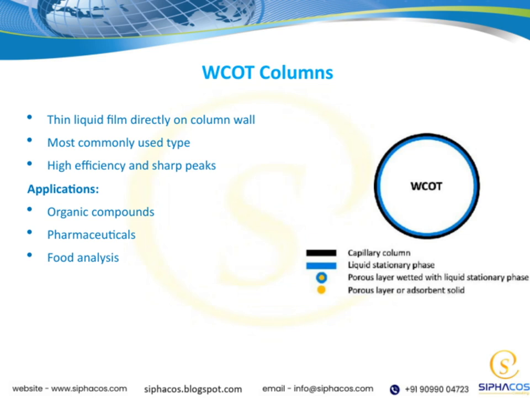Now, because of their efficiency, WCOT columns are especially useful when analyzing complex mixtures. You'll often see them applied in the analysis of organic compounds, where precise separation is essential. They're also frequently used in pharmaceutical testing, ensuring the purity and composition of drugs. Additionally, they're valuable in food analysis, helping to identify and quantify various components. Overall, WCOT columns are a reliable and versatile choice in many analytical scenarios, making them a fundamental part of modern chromatography techniques.